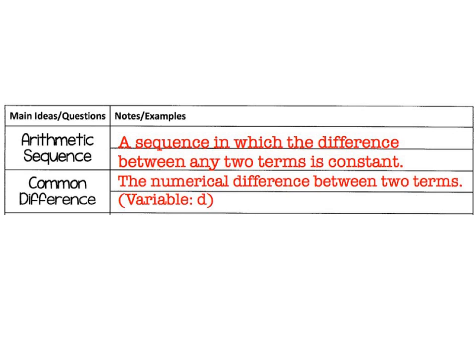Now, this difference that we're talking about, we call the common difference. The common difference is the numerical difference between the two numbers, and it's represented with the variable d. So what we do is we say the second term minus the first term, whatever that difference is, and it has to be a common difference between every term. That is our common difference. And an arithmetic sequence always has a common difference.